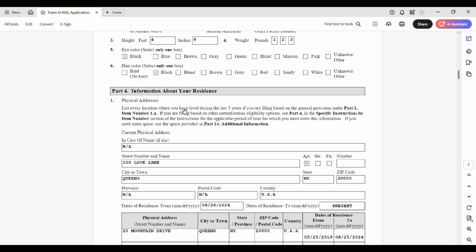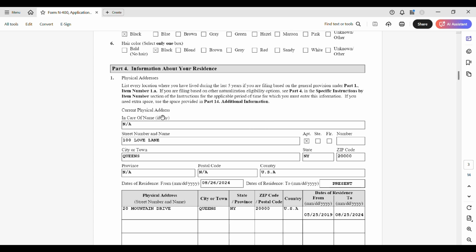In this case, this is being filed on behalf of a permanent resident who is married to a U.S. citizen. So it's the spouse of a U.S. citizen. In that case, this person would just be required to list every location she would have lived during the last 3 years. So if you are the spouse of a U.S. citizen applying for citizenship, you would be required to only list your physical addresses for the last 3 years.